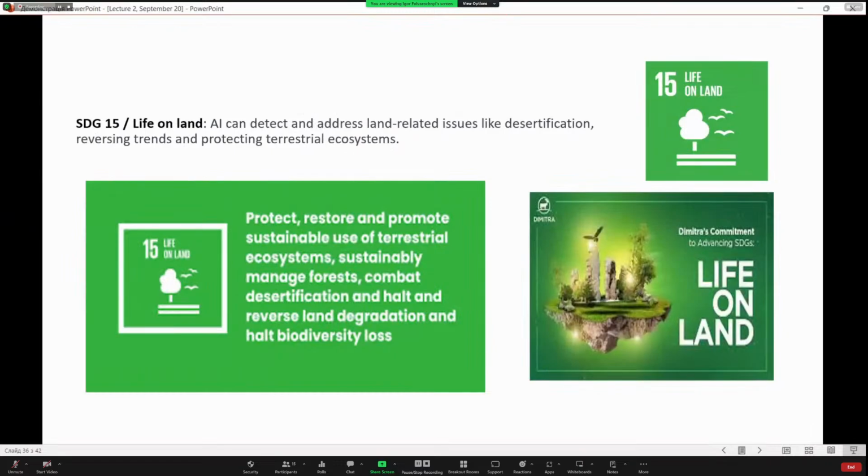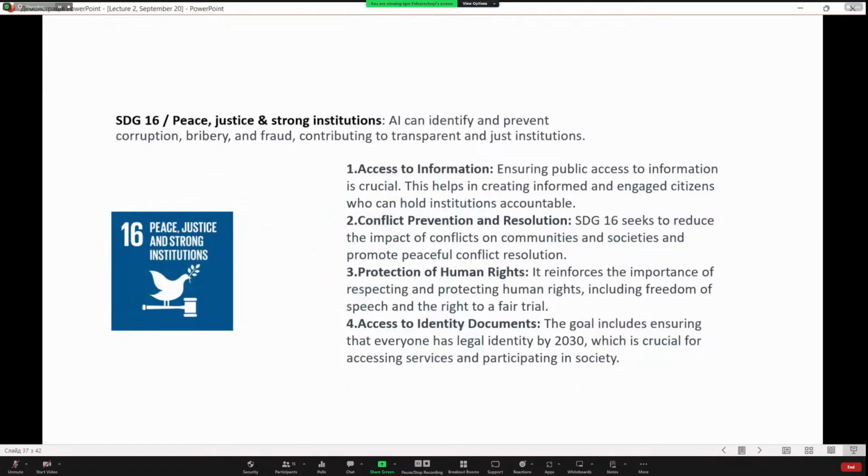Another question is life on land. AI can detect and address land-related issues like desertification and protect our ecosystem. It promotes sustainable use of ecosystems. Life on land is very important because we should have a chance to save our biodiversity and to save our land from the problems and to save it for our future generations. This is the idea and concept of the SDGs, to save our land for future generations. And we should be very careful in the world where we live. There are a lot of problems, but we have to save it.